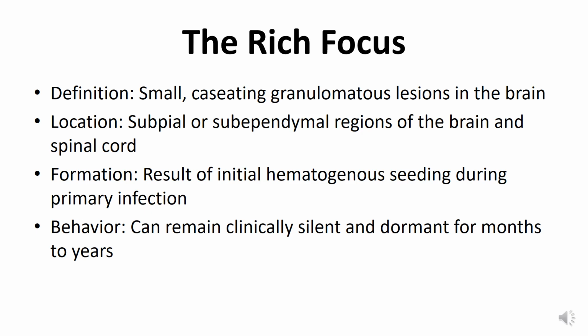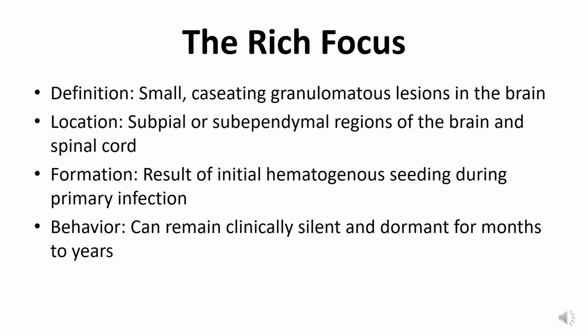During the initial tuberculosis infection, bacteria may escape from the lungs and enter the bloodstream. As the organisms circulate, some become lodged within tissues of the brain or spinal cord. This process is known as hematogenous seeding. The immune system responds by surrounding the bacteria with inflammatory cells, creating a granuloma. Over time, this localized collection of infection develops into what we call a Rich focus.